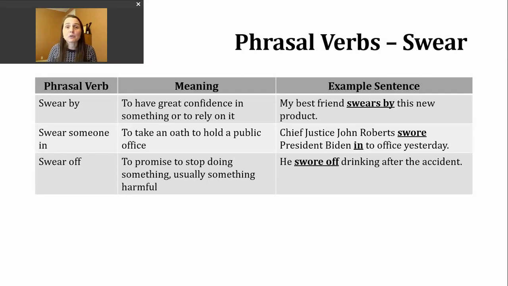The last phrasal verb we'll look at is to swear off. This means that someone is promising to stop doing something. Usually that's something that's harmful or negative. Let's look at an example sentence. He swore off drinking after the accident. Now this sentence is rather vague. We don't know what kind of accident, but it could be a car accident where someone's like, okay, that's it. I am never drinking again.